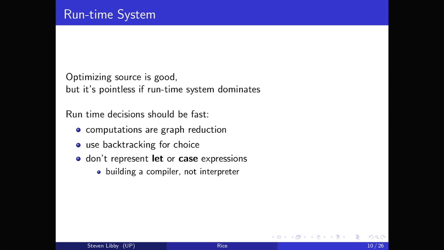One major thing is I don't want to represent a let or a case expression. We're making a compiler. If I represent let and case expressions, I'm really making a translator to a really fancy interpreter. So I don't want to represent these. Instead, these should translate directly to C code. This is good, but it also turns out to be a surprisingly big problem.